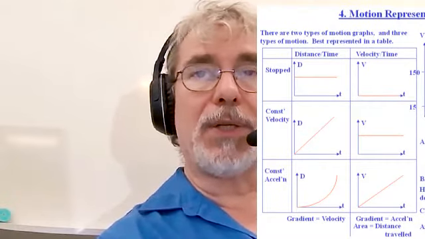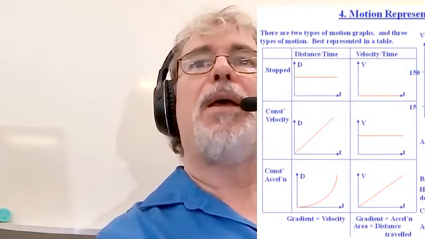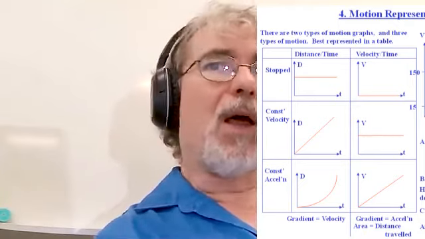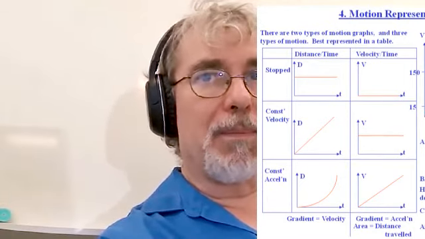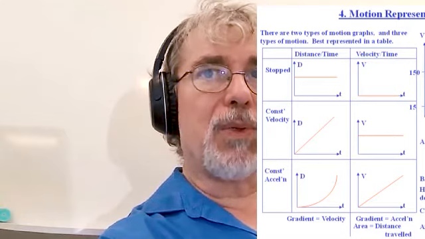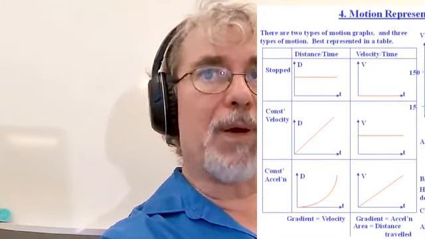So this right here kind of puts them next to each other. You can see the difference. A stopped object would be a flat line on a distance versus time graph, because distance is not changing. And it would also be a flat line on a velocity versus time graph, but it would be a flat line at the very bottom, because it would show that there is no velocity. It would have to be flat here. It could not be flat up here.